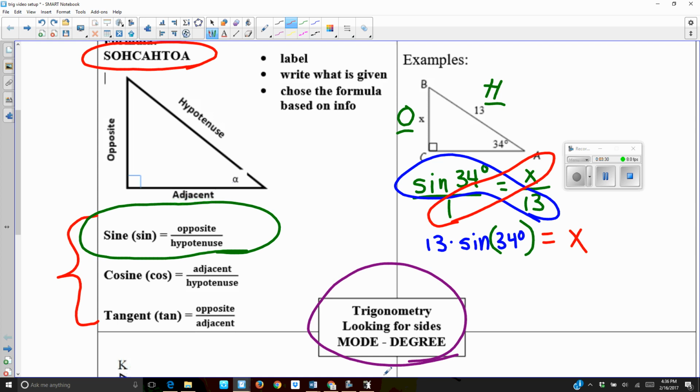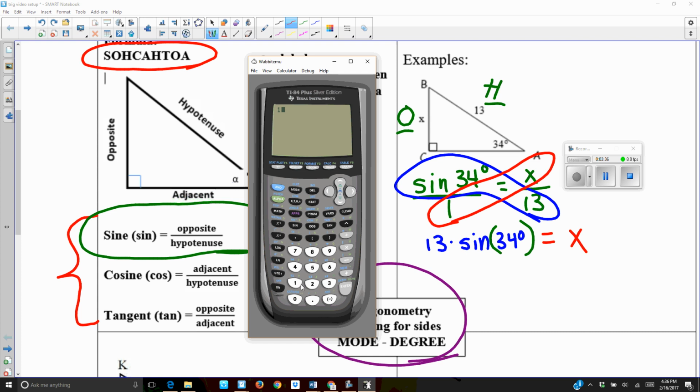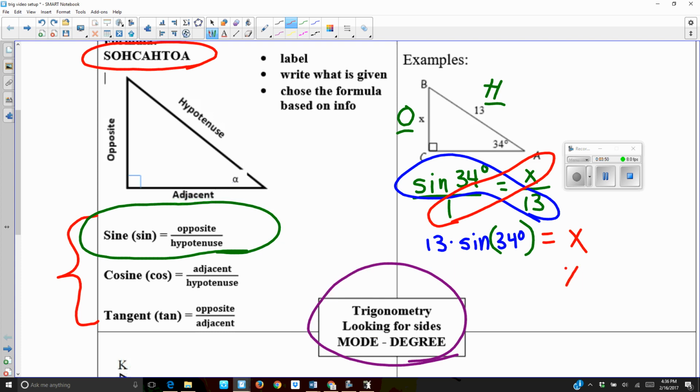34 is not one of our special angles, and the only way to calculate a decimal here is to put this in your calculator and just type it in exactly like it looks. 13 times the sine of 34. Close your parenthesis. We get 7.26. Let's just round this to the nearest tenth. So x is approximately 7.3.